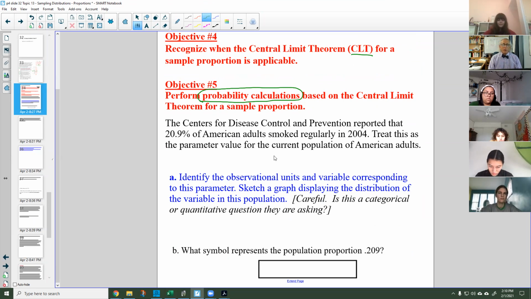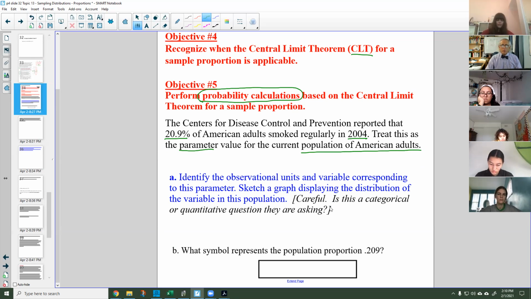So they reported that 20.9% of American adults smoked regularly in 2004. So the problem is telling us to treat this as a parameter for the population of American adults. So we're going to go by what they're telling us to do.